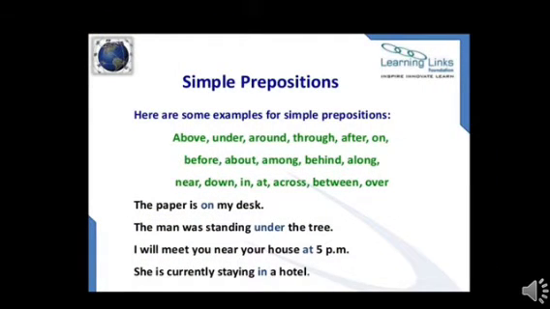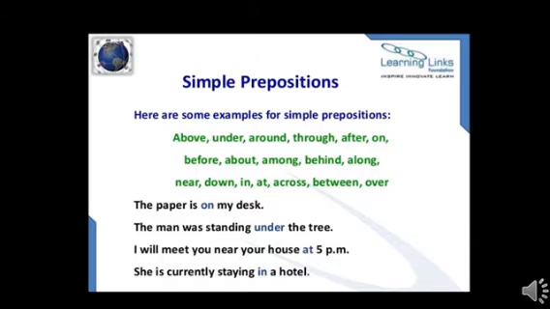So what is a simple preposition, children? A preposition which consists of only one word is known as a simple preposition. I gave you a number of examples for simple preposition. Now let me take those words and see how those words are used in a sentence.